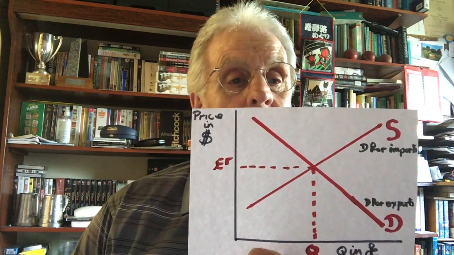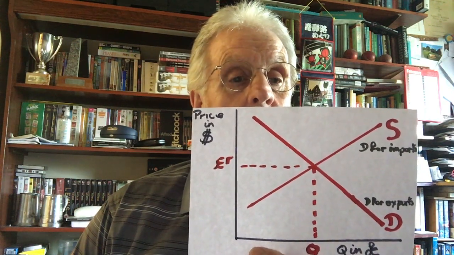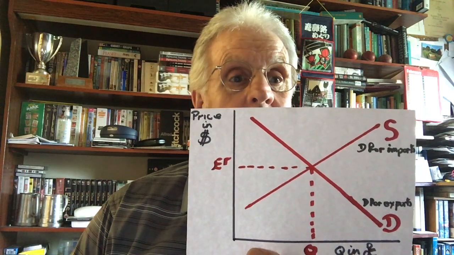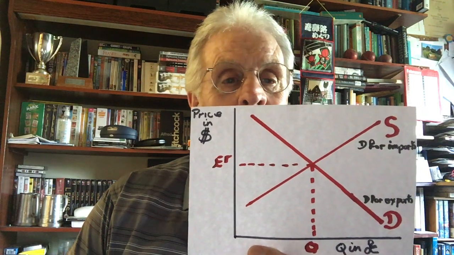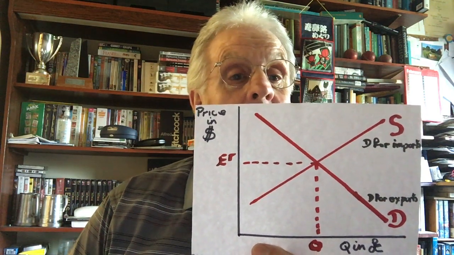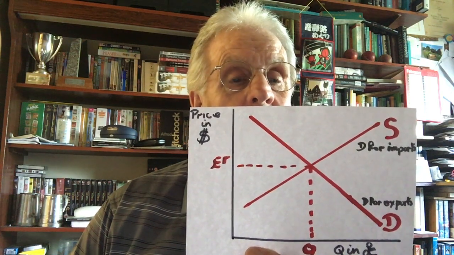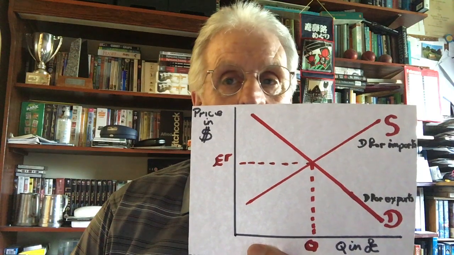The demand curve is determined by the demand for exports. So it's foreigners who are demanding sterling to buy our products. So when the price of sterling goes down, they demand more. And it's often, again, confusing for people because it's actually two demands, demand for imports and demand for exports, that determines the supply and the demand for currency.